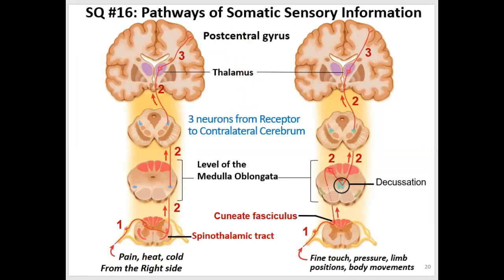So study question 16 basically asks you to trace the pathway of somatic sensory information from a nerve to the brain, and it asks you how many neurons that information would travel through. So we're going to do that. The sensory neurons are in the picture on your left over here, but this is the right of the brain. This is the left of the brain.